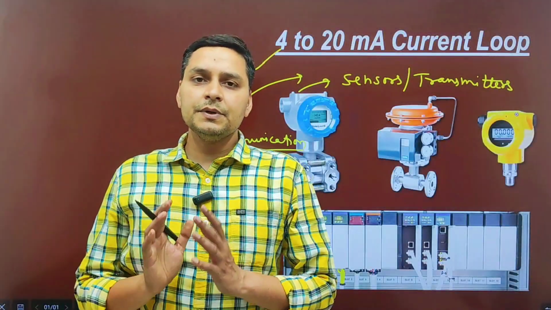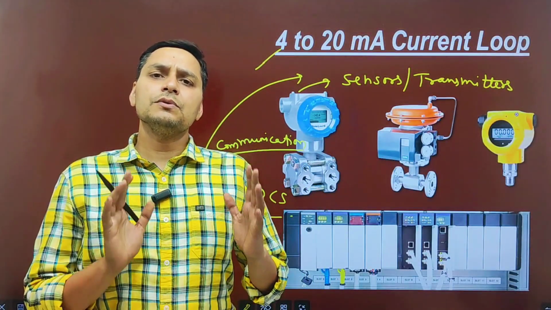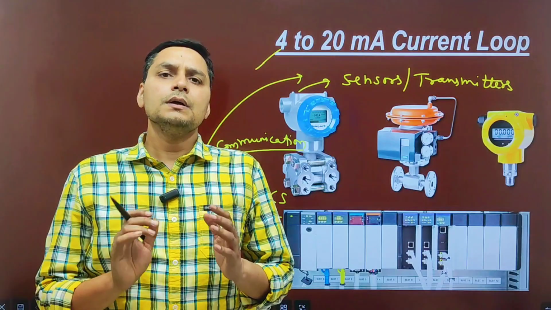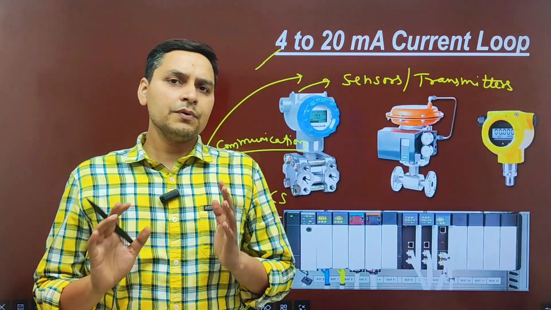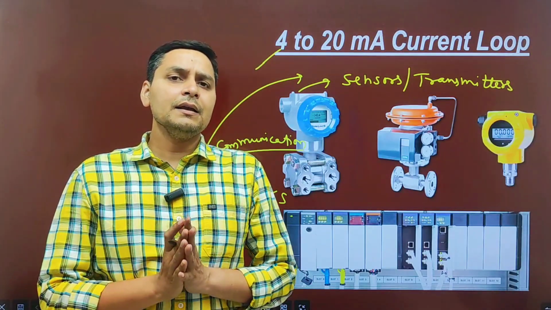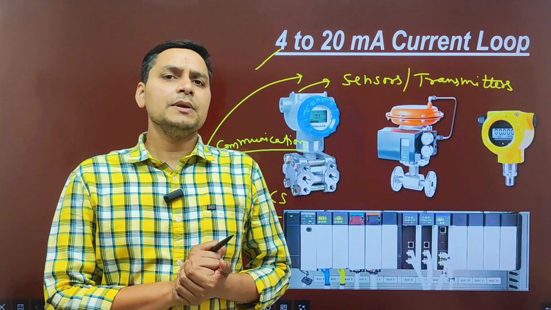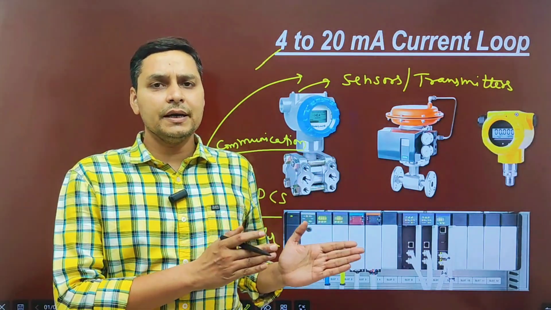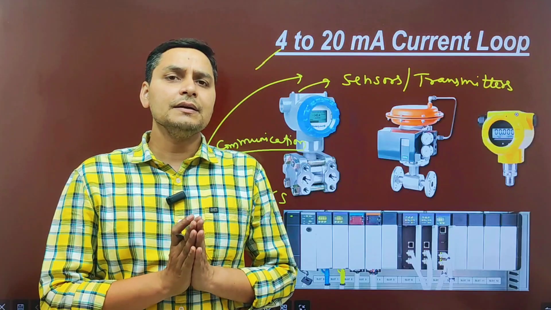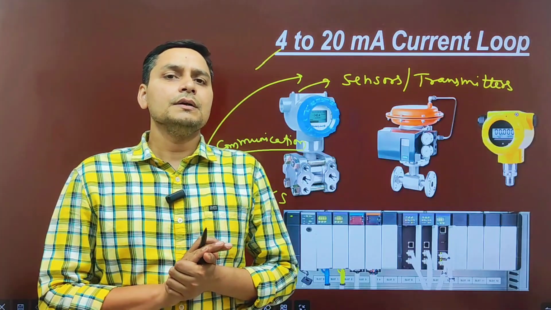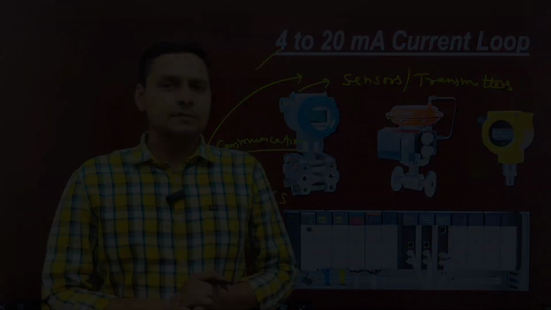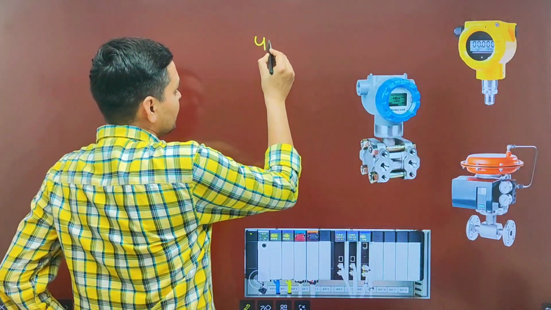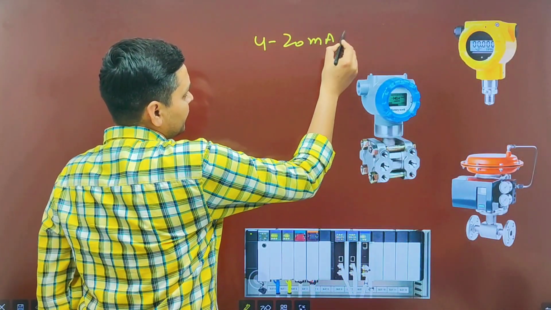So in today's video, we are going to discuss 4 to 20 milliampere current loop. So video is going to be very helpful for you. We will discuss in detail how this 4 to 20 milliampere current loop work, and we will also discuss this through a diagram so you can understand it in a very simple way. So don't skip the video. Let's begin. Look friends, we are discussing this 4 to 20 milliampere current loop.